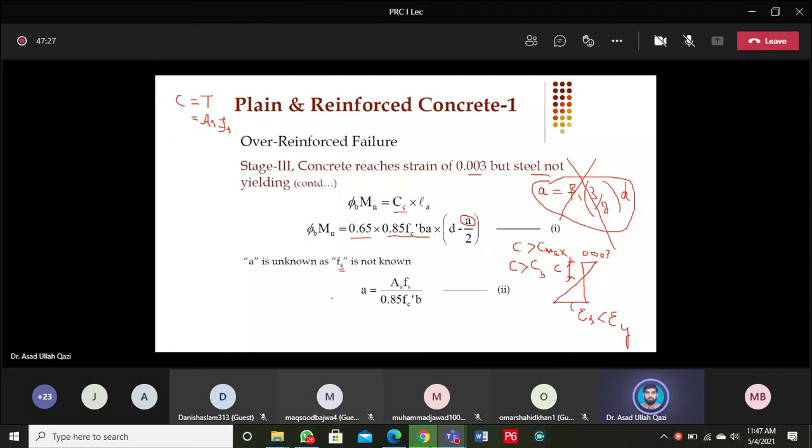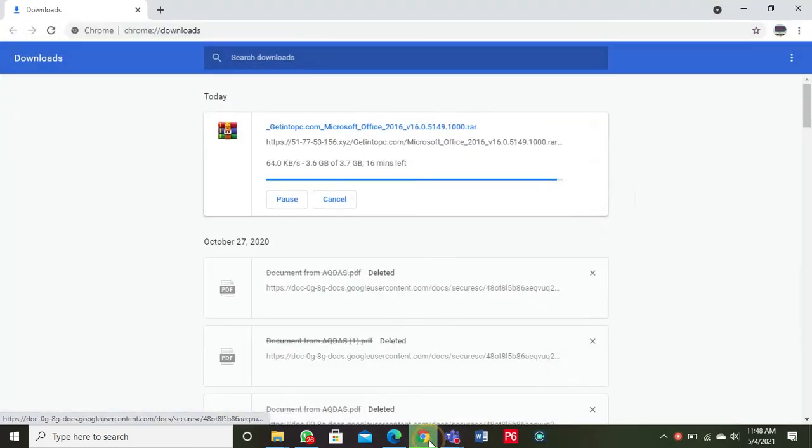So what I will do, I will write the equilibrium equation C equal to T, and in that equilibrium equation C equal to T, I will keep a on one side and I will bring other variables on the right hand side, and that a I will substitute here.